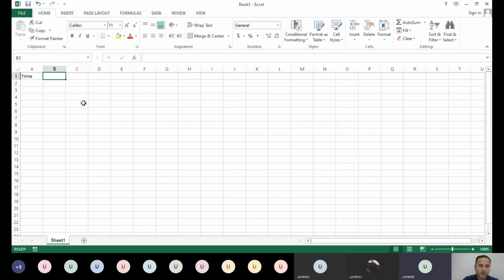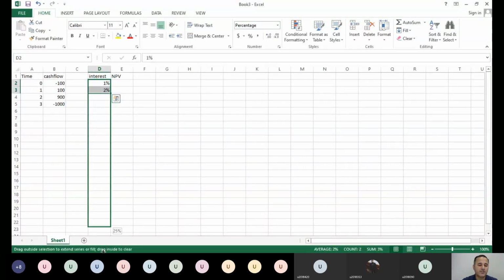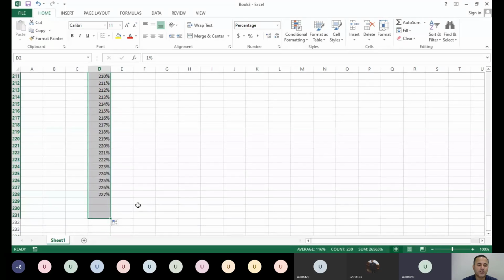So time, cash flow, and let's say interest, and then NPV. Okay. So time is 0, 1, 2, 3. And the cash flows were minus $100, $100, $900, and minus $1,000. Interest 1%. I'm trying to calculate NPV based on lots of different interest rates. So let me go up to let's say 230%.